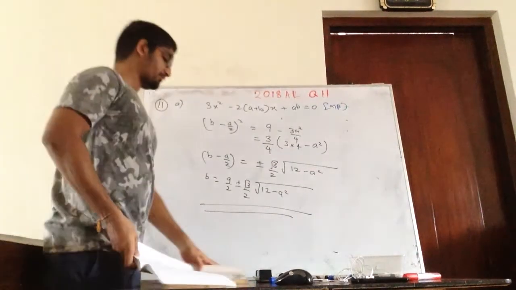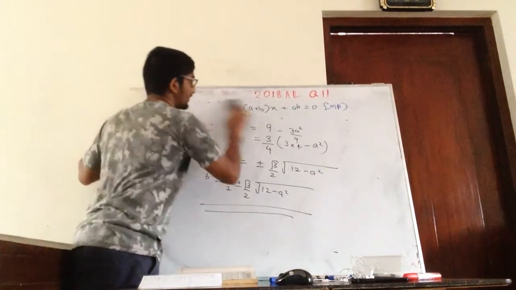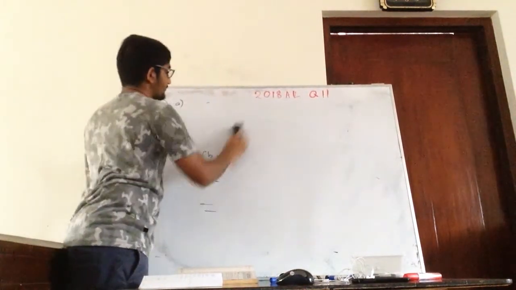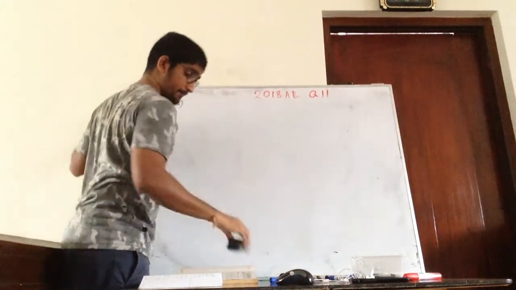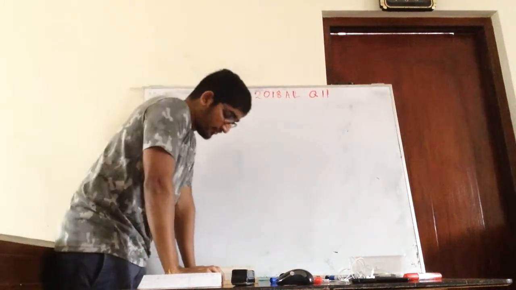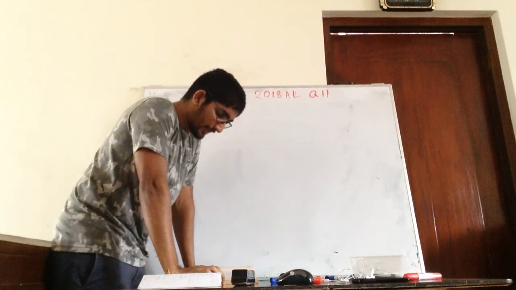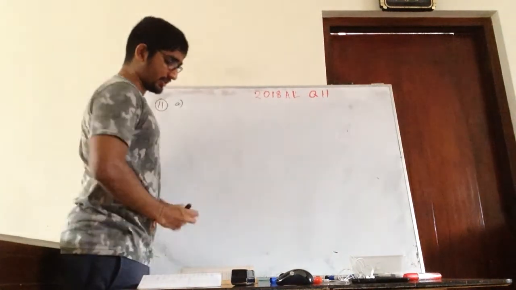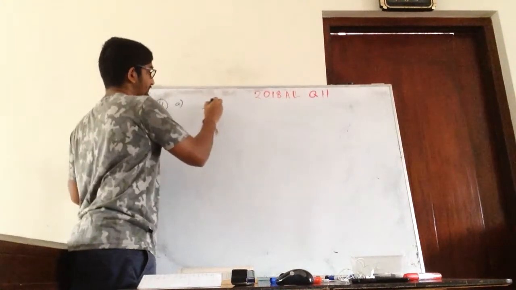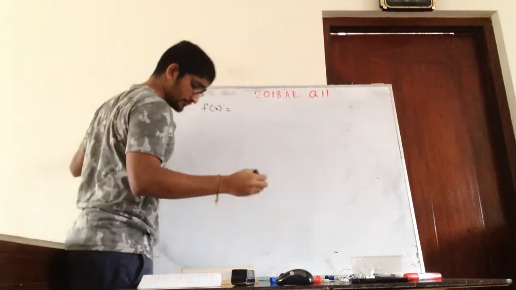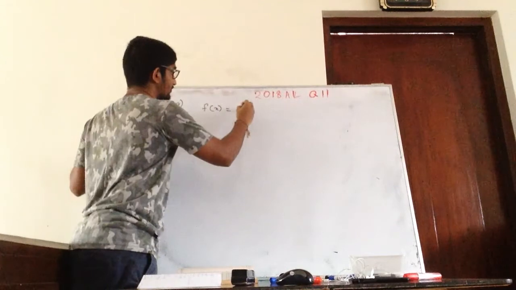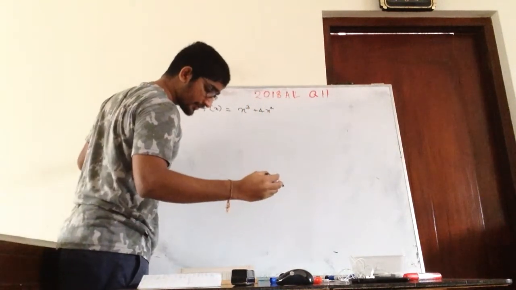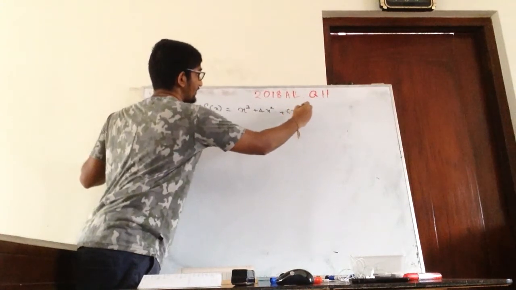Okay, so part B. So now part B says, part B we just need to apply the remainder theorem and the factor theorem. So here they give us f(x) as x cubed plus 4x squared plus cx plus d.